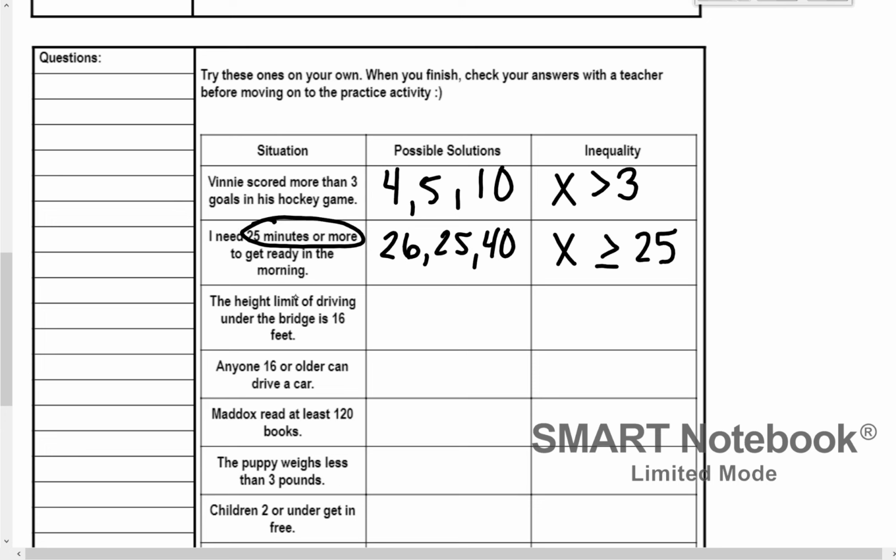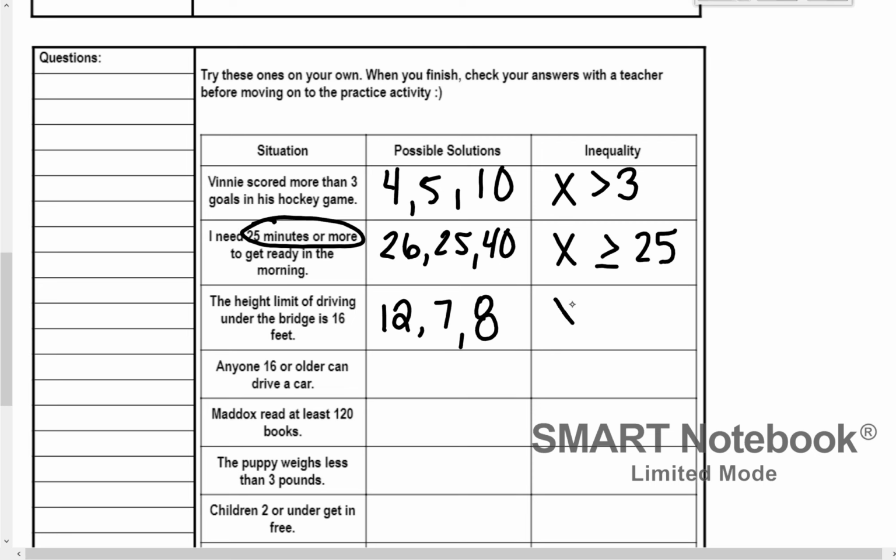So the height limit of driving under the bridge is 16 feet, meaning that your car could not be 20 feet tall because you would run into that bridge and not be able to go. So the height that your car could be is, let's say, 12 feet, which is pretty big. I would say average is probably like 7 feet, 8 feet. Technically it could be like 0 or negative. Wouldn't really work in this situation, but it would make the inequality true.